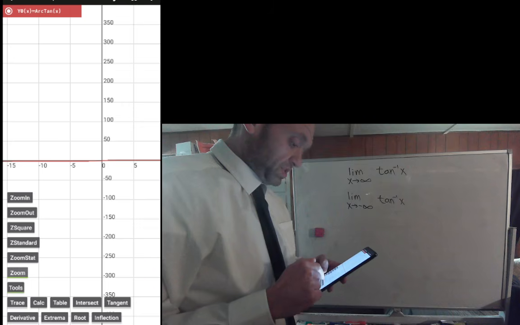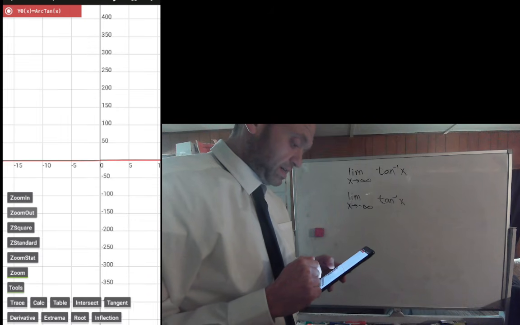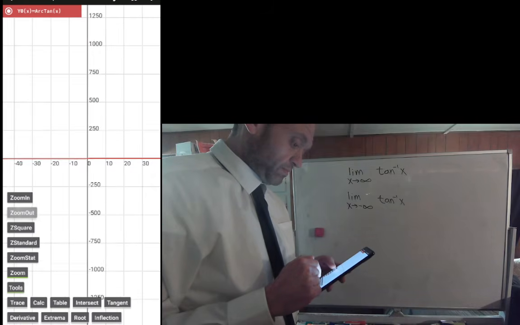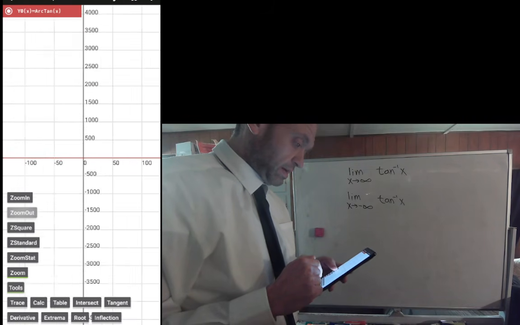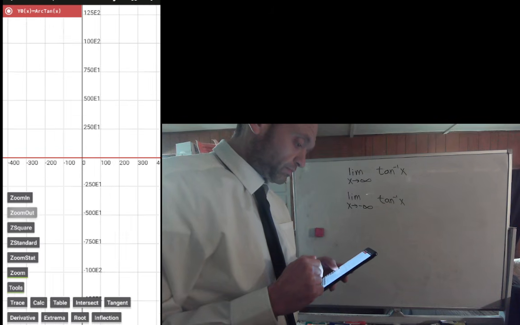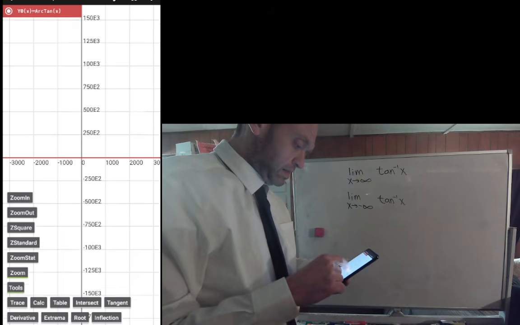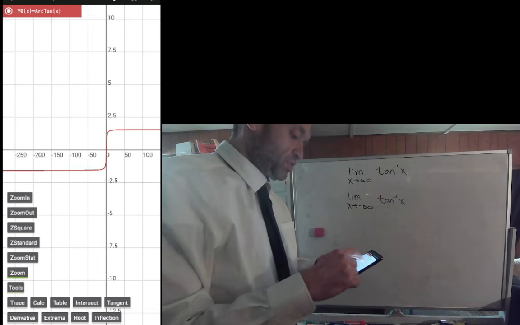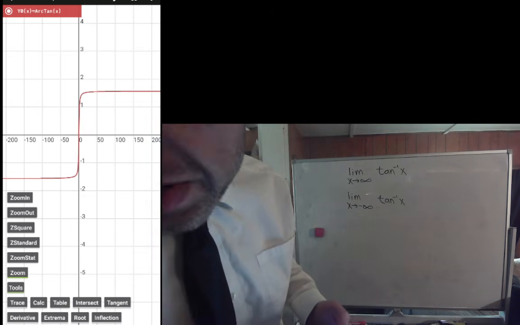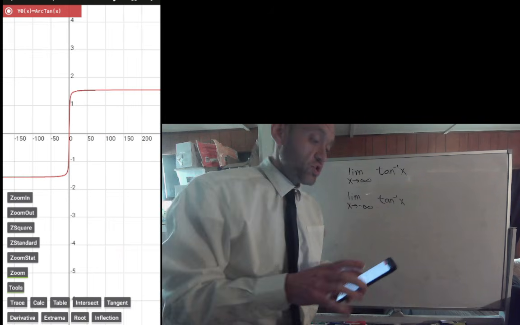Let's zoom out some so you can actually see it. I was just having a hard time doing the zooming. This can be a bit wonky, but there's a good zoom of the inverse tangent function.